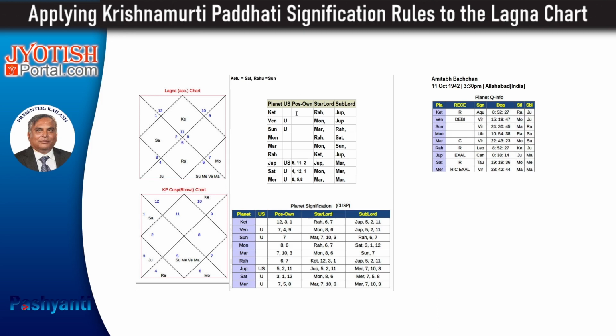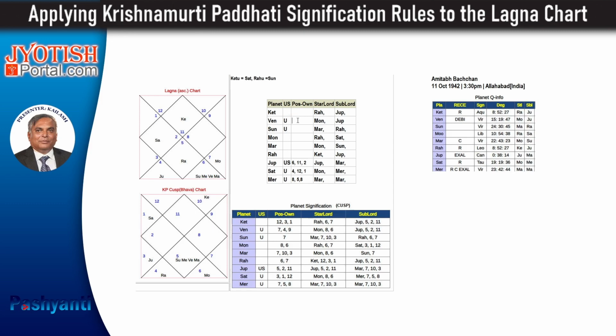And then let's quickly populate these values. These particular values, the untenanted and the self star, are going to remain the same. They are not going to change. Whether it's a cusp chart or a Lagna chart doesn't matter, these values are going to remain the same. And now let's first start with Venus and populate all the planets, and then later we'll populate Ketu and Rahu.